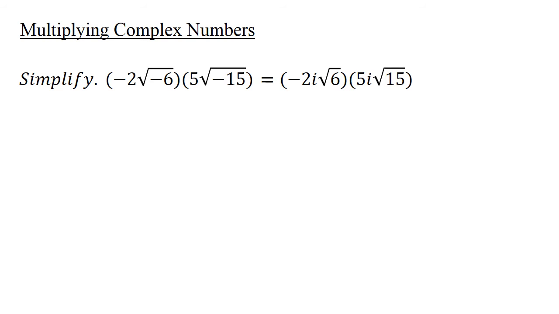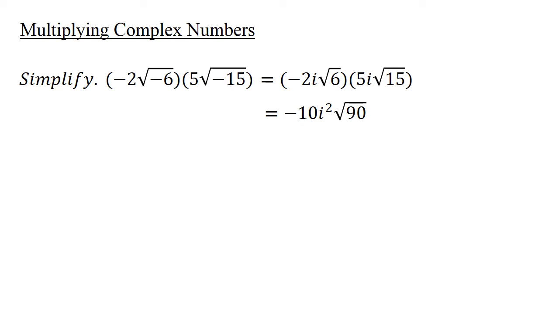But you do need to say, oh, if I have a negative under those roots, that means I have i's. Then I'm going to do front times front and inside times inside. Negative 10, i times i is i squared. Square root of 6 times 15 is 90. And then I'm going to break this out.